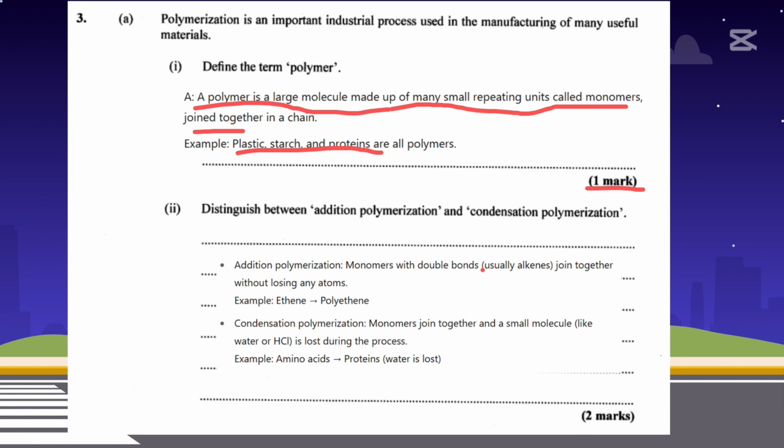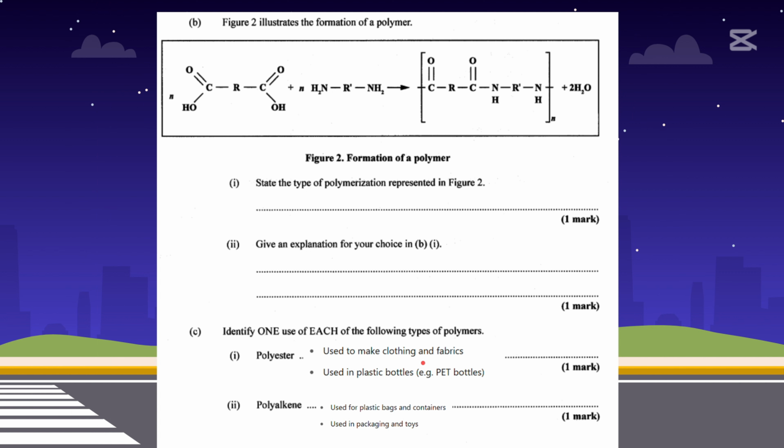Now for addition polymerization, monomers with double bonds, usually alkenes, join together without losing any atoms. You don't lose any atoms at all. Example, ethene joins together to form polyethene. But for condensation polymerization, monomers join together and a small molecule such as water or HCl is lost during the process. For example, when we join amino acids together, we form protein and water is lost.